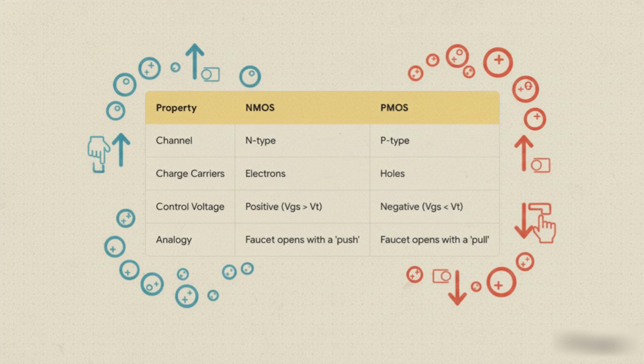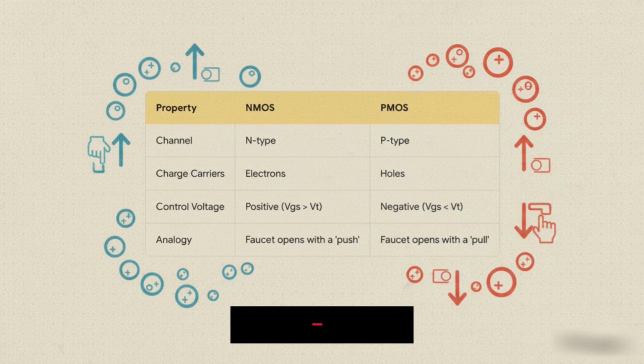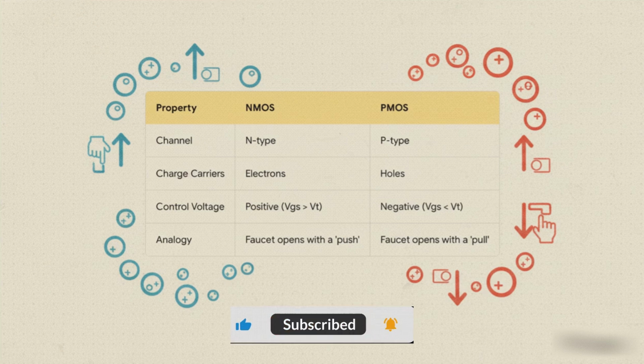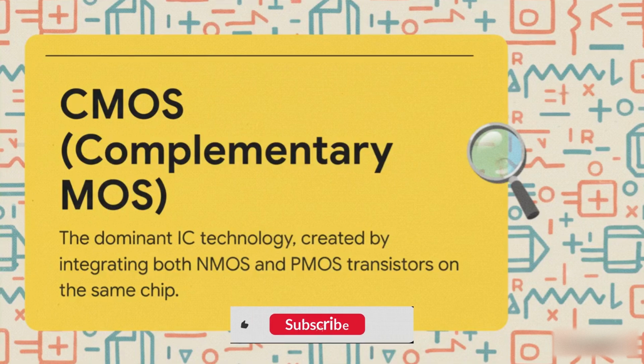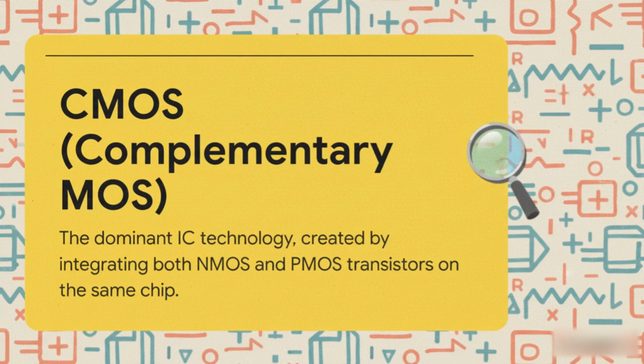So, the result is an NMOS turns on with a positive voltage, but a PMOS turns on with a negative one. In our analogy, if the NMOS faucet opens when you push the handle, the PMOS faucet opens when you pull it. So what happens when you put these two push-pull devices together on the same tiny piece of silicon? You get CMOS, that stands for complementary MOS. And this is everything. It's the technology behind practically every modern digital chip.